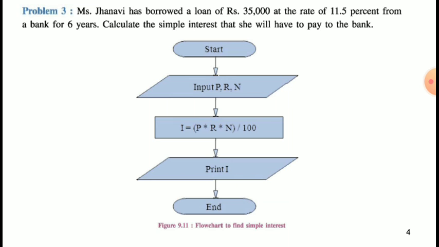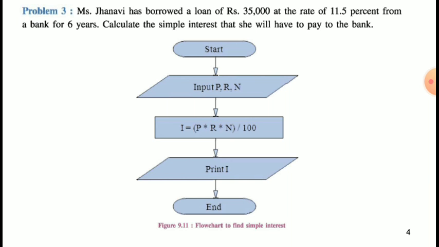Next, third problem. Mrs. Janvi has borrowed a loan of rupees 35,000 at the rate of 11.5% from a bank for 6 years. Calculate the simple interest that she will have to pay to the bank. So that is a flowchart to find simple interest. So the starting and ending symbol is a terminal, that means an oval symbol. Start and ending. And then second is input. So input is P, R, and N. That is a parallelogram symbol.